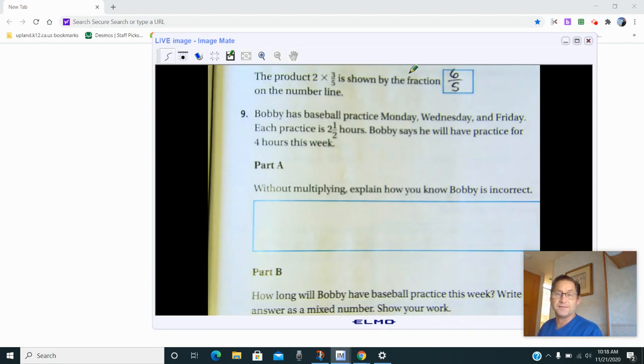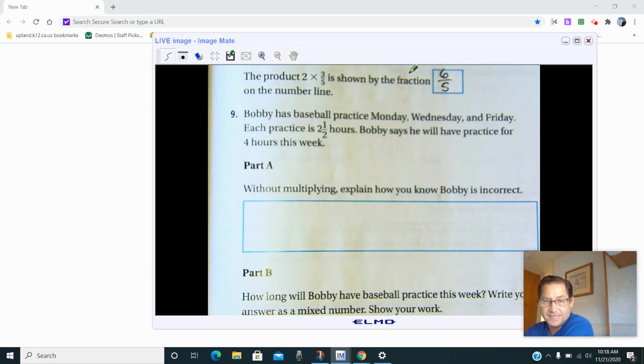Bobby has baseball practice Monday, Wednesday, and Friday. Each practice is 2.5 hours. Bobby says he will have practice for 4 hours this week. Without multiplying, explain how you know Bobby is incorrect.